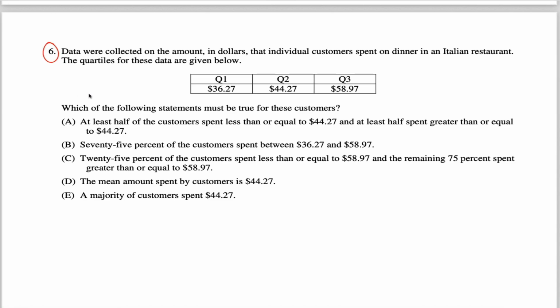All right, question 6 for the AP Stats practice test. What this question is getting at is whether the student understands quartiles. So here is one way to think about quartiles. In this case, what we're talking about is the amount of money people spend on dinner in an Italian restaurant.